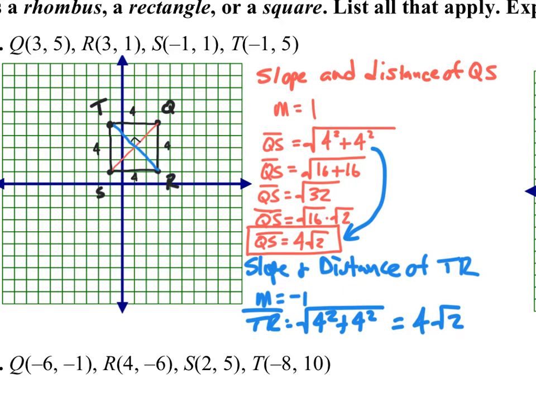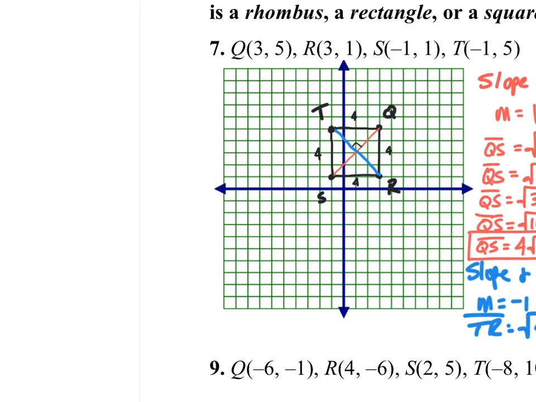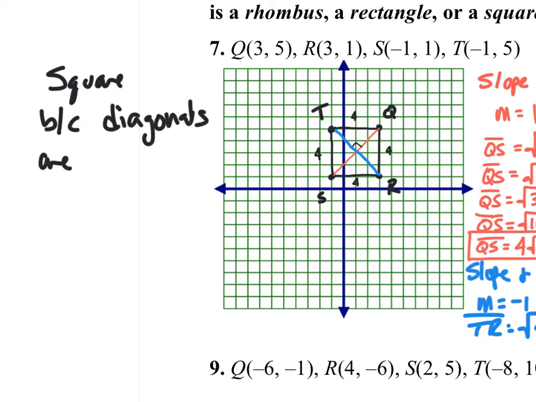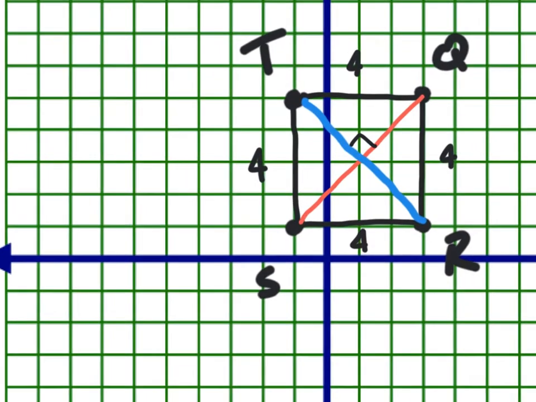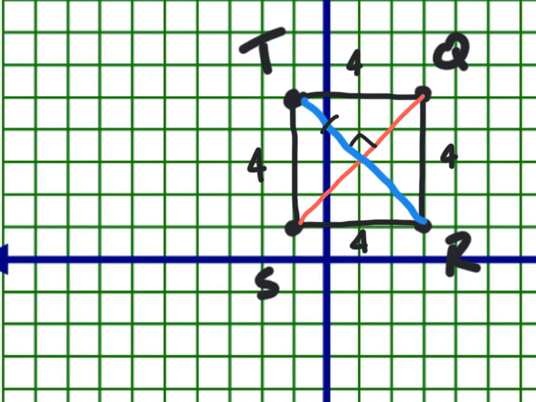So here's what I want to write. For the diagonals, I have a square because the diagonals are congruent and perpendicular. That's how I know, if the diagonals have those properties. So I'm going to come in here and say that all 4 of these segments are congruent.